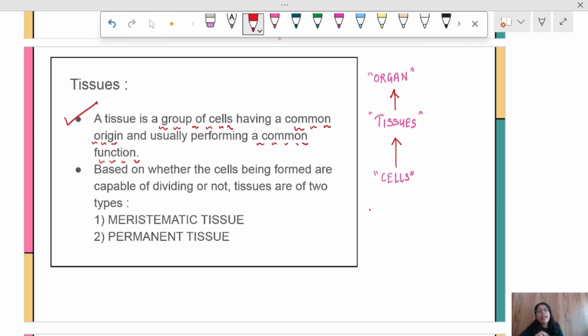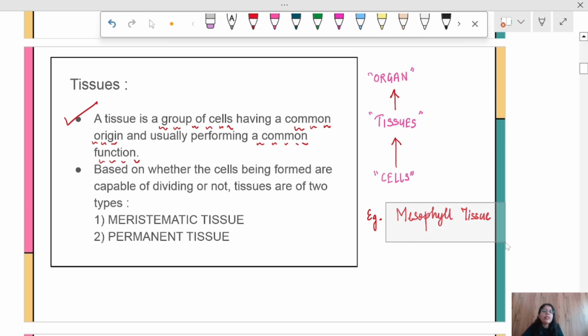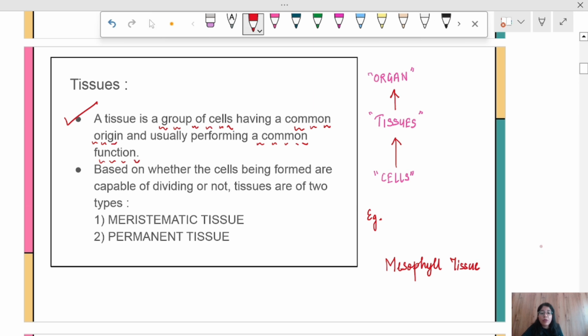Can you give me any example of a plant tissue? Yes, you can. Let's suppose I'm talking about parenchymatous tissue, or a special type of parenchyma which can do photosynthesis. So I'm writing here mesophyll tissue. This is a tissue, right? This mesophyll tissue is making what? This is making an organ. What is the name of the organ which is formed by mesophyll tissue? That is leaf, right?